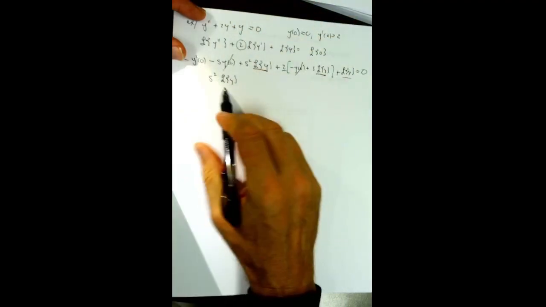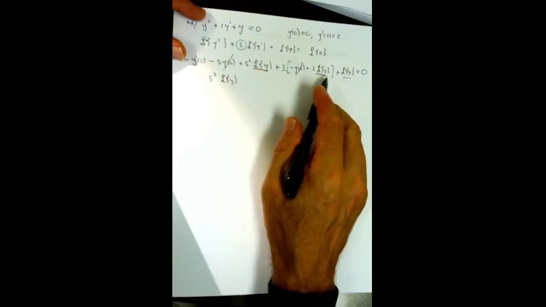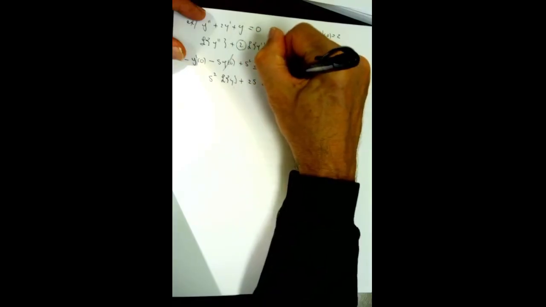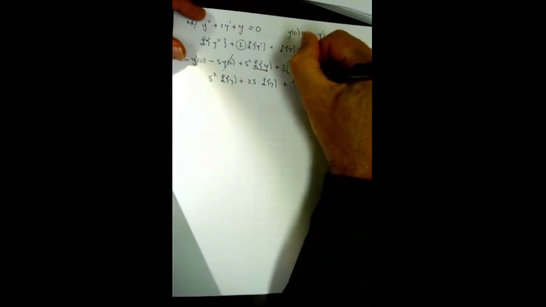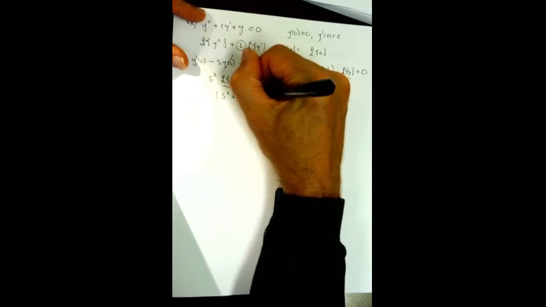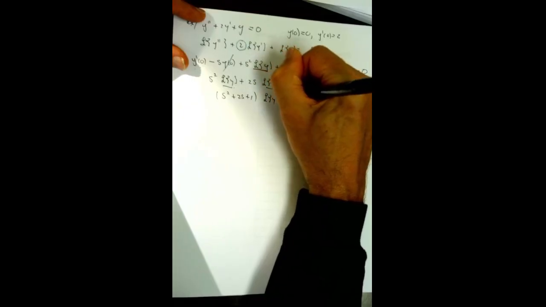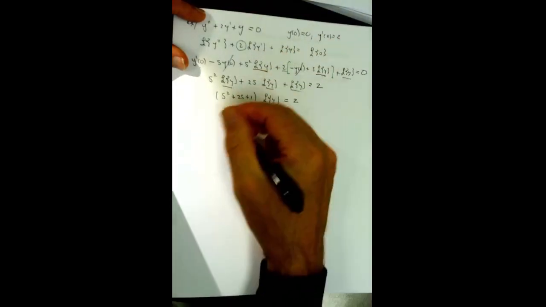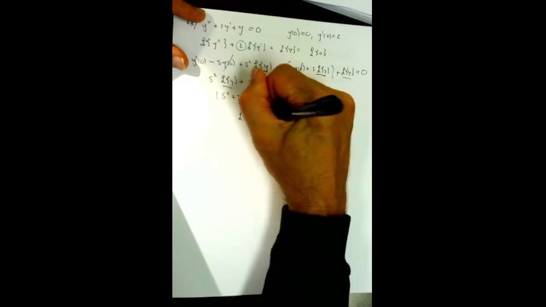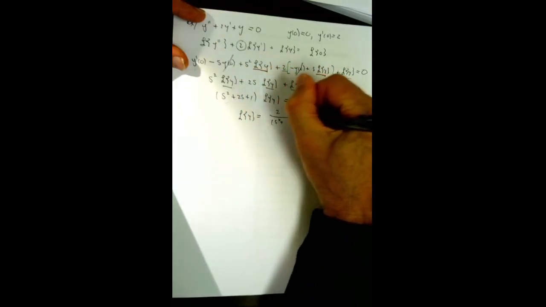So on the left, I'm going to have s squared times Laplace transform of y plus 2s times Laplace transform of y plus Laplace transform of y equals 2. Now I can factor out Laplace transform of y. So I get s squared plus 2s plus 1 times Laplace transform of y is equal to 2. Divide everything by s squared plus 2s plus 1. And I immediately recognize that denominator I can write as s plus 1 squared.